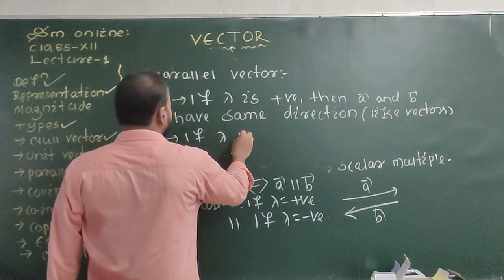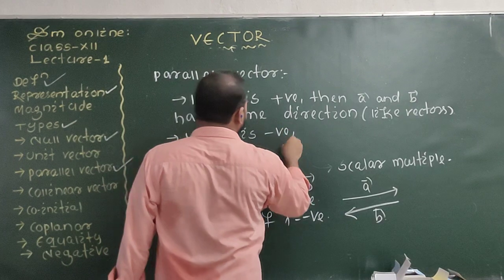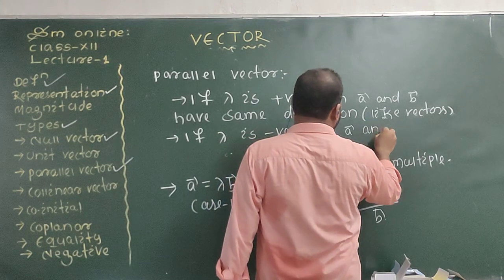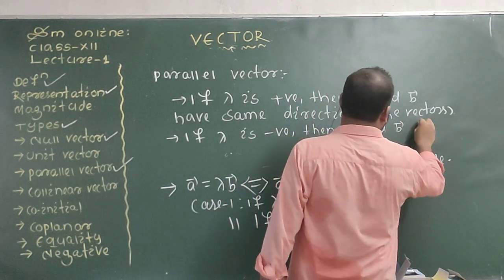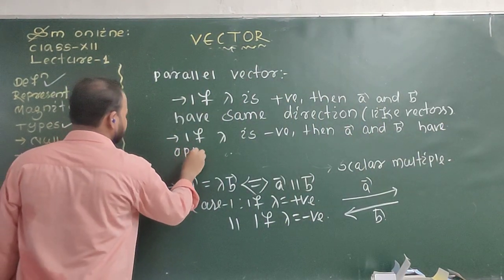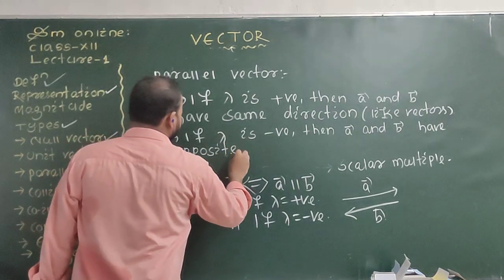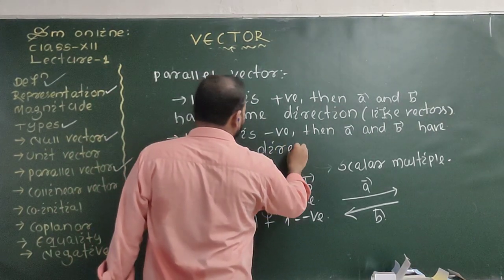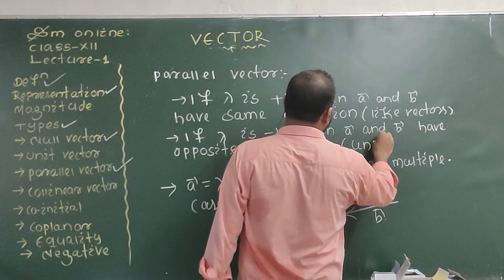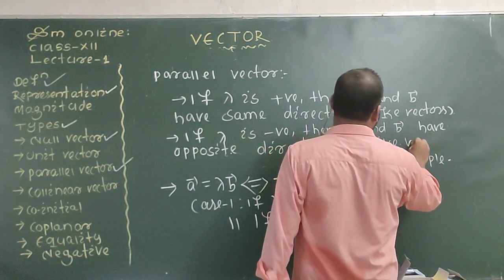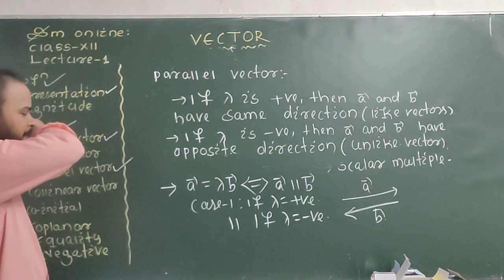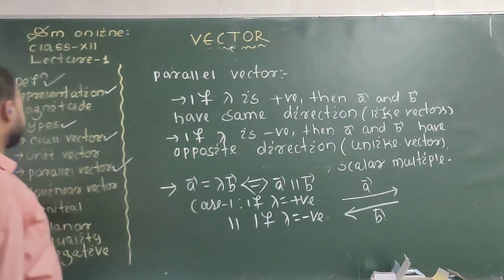If lambda is negative, then vector A and vector B have opposite direction, and therefore they are unlike vectors. This is all about the parallelism of two vectors. Now come to the point, collinear vectors.